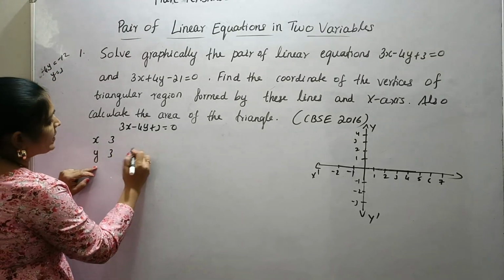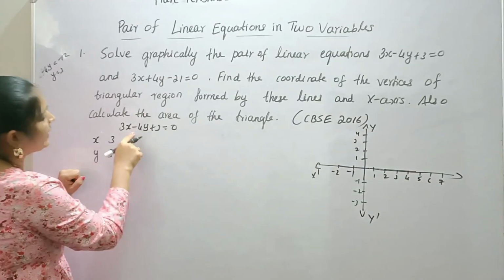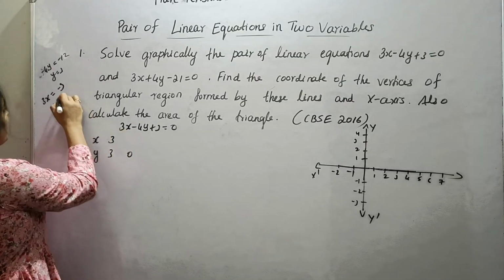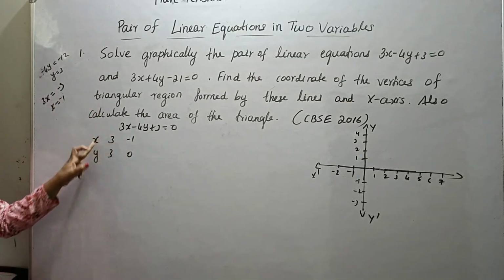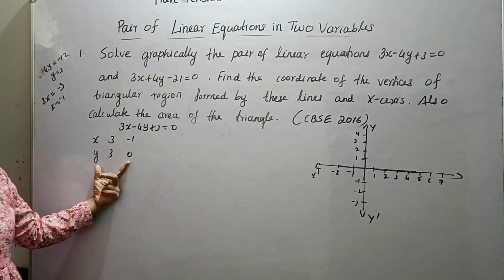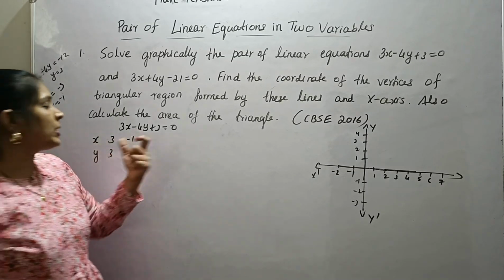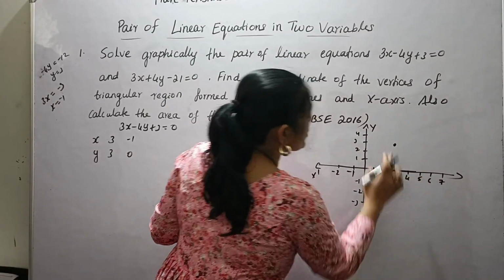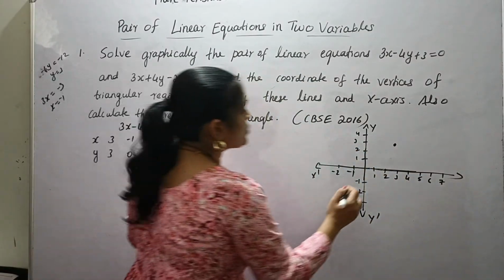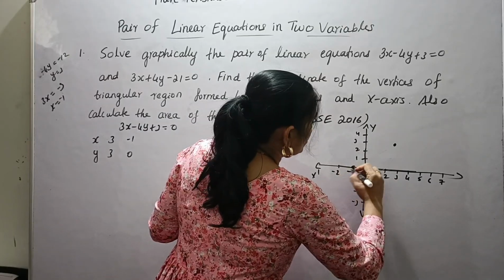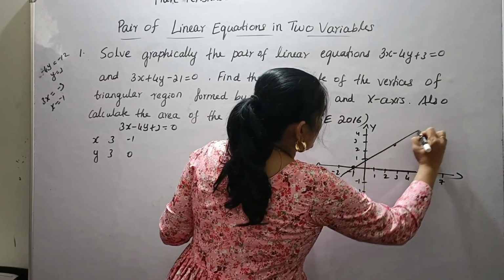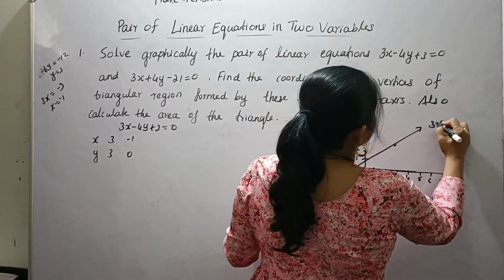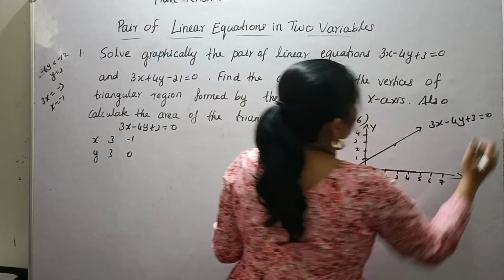Next, let's put y is equal to 0. We will get 3x is equal to minus 3, that is x is equal to minus 1. So y is equal to 0, x is equal to minus 1. Now, 2 points are enough. So let's plot the points: 3, 3, that is when x is equal to 3, y is equal to 3, and minus 1, 0. Now join these points and draw the straight line. So it is the line 3x minus 4y plus 3 is equal to 0.